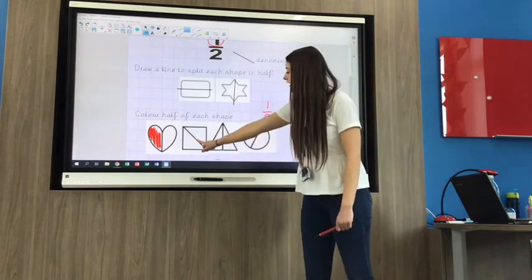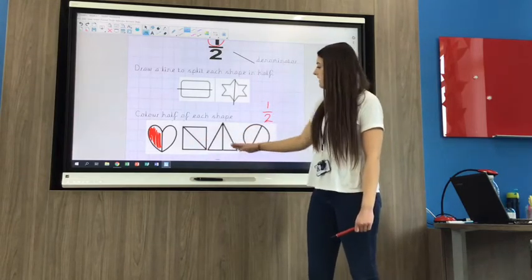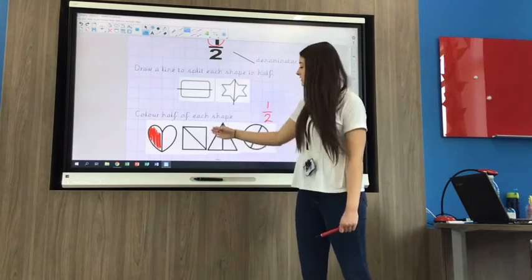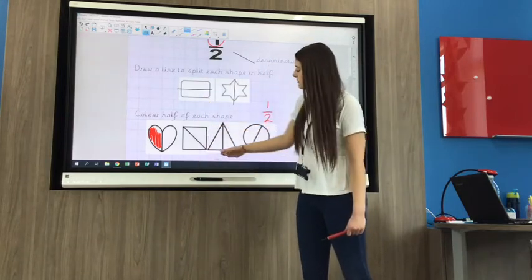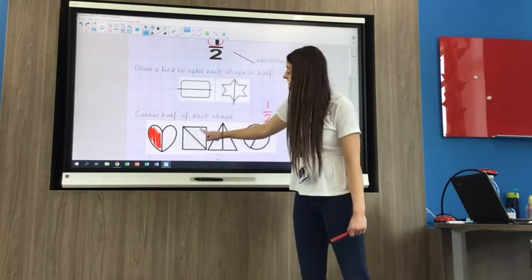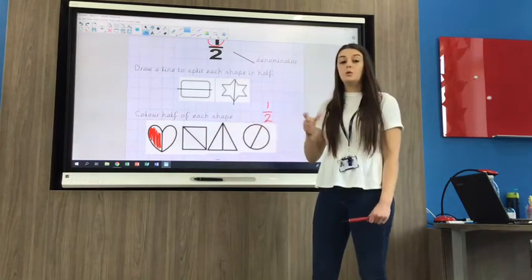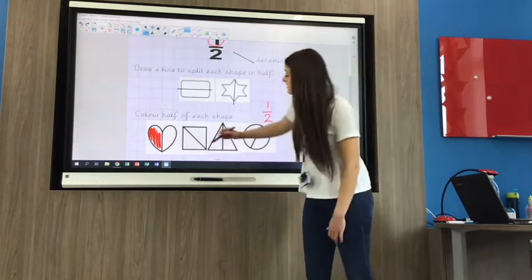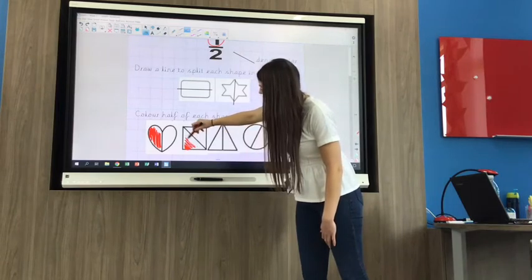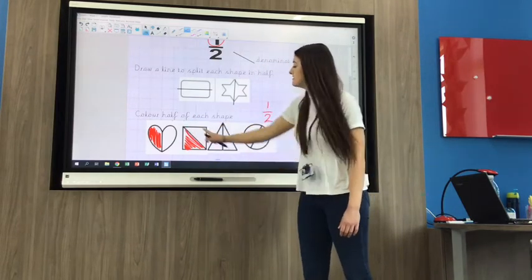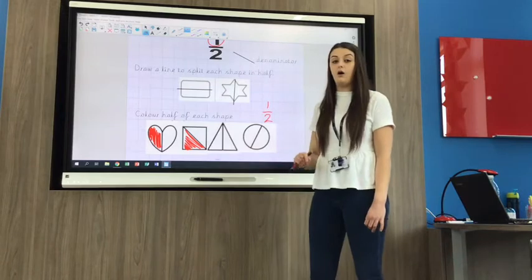If we have a look at this shape and this shape, they've got a line. It doesn't look to me like it's down the middle this way. They've done it on a diagonal. But if you look at either side, I've still got equal amount of space on each side. So I'm just going to colour in one side, okay? Because that shape there is half of the whole shape.